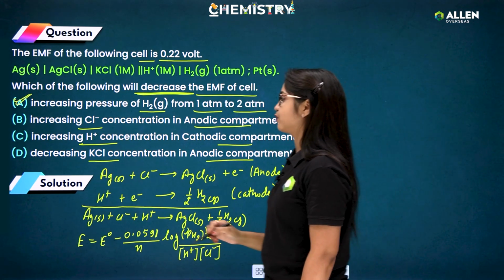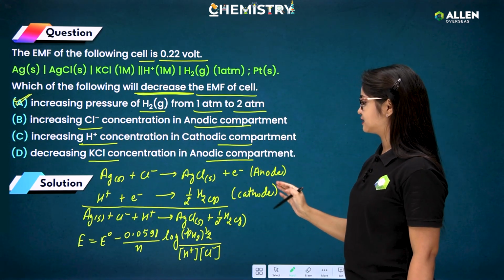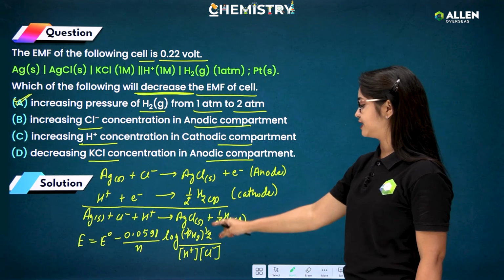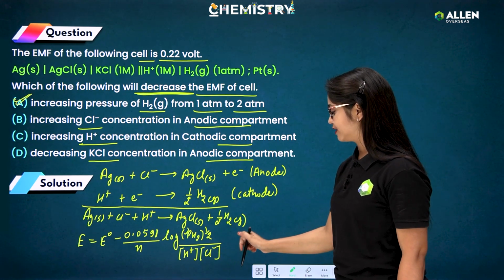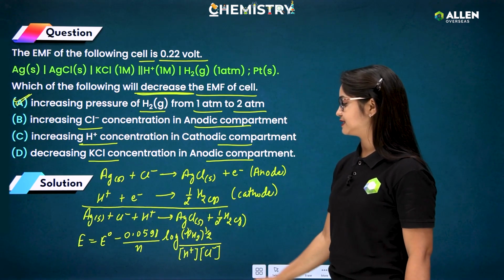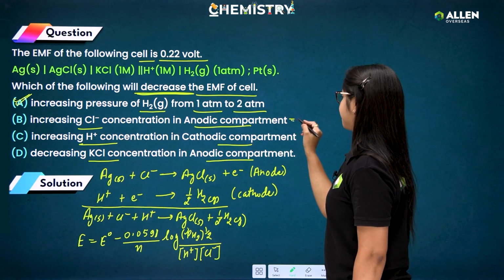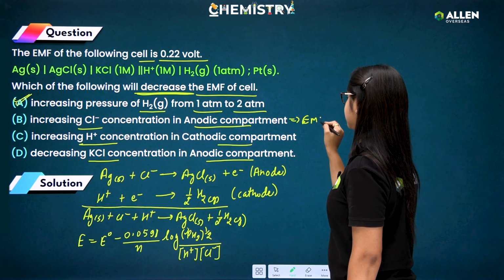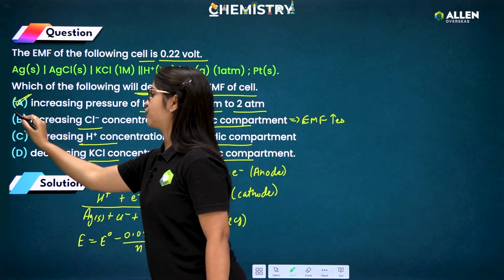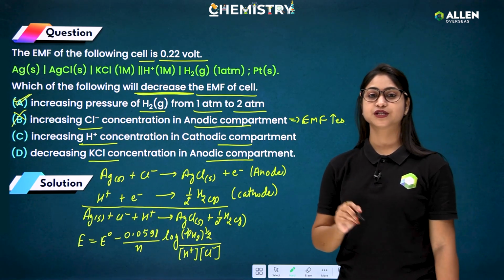Let's see the second one. Increasing Cl minus concentration in the anodic compartment. Yes, Cl minus is present in the anodic compartment, and if you increase the concentration of Cl minus ion, this negative value will decrease and the EMF of the cell will increase. So in option B, the EMF of the cell increases. So that's why this cannot be the right answer, because we have to find the factor which is decreasing the EMF, right?